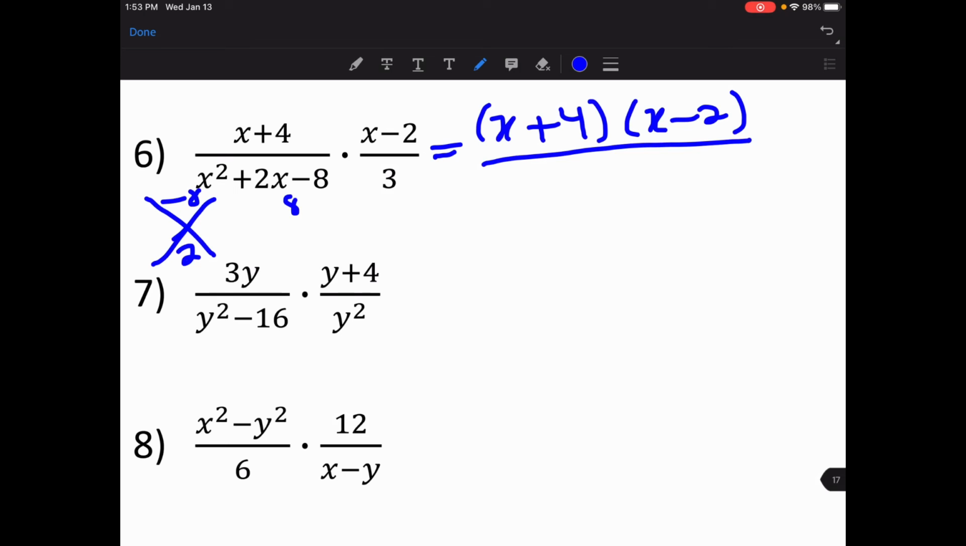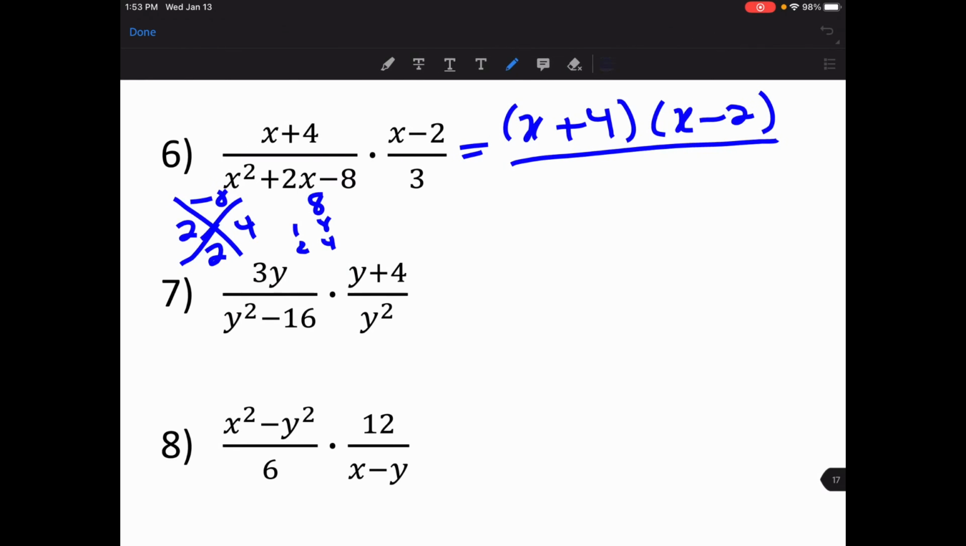Let me go back real quick. Say I can do 8. I can do 1 times 8, 2 times 4, 3, no, okay. And then by looking at this, I can see that 2 and 4 will work. Then we need to figure out, okay, is it 2 minus 4 gives me 2 or 4 minus 2? It is 4 minus 2. Therefore, my factors are negative 2 and 4, which gives me x minus 2 and x plus 4.